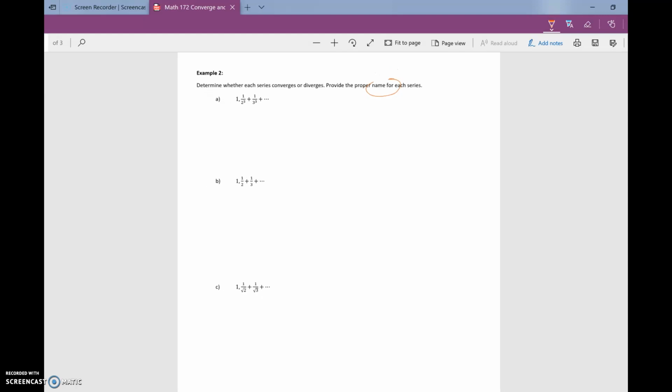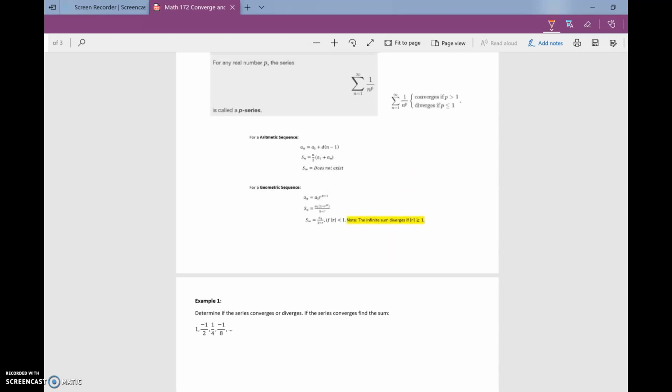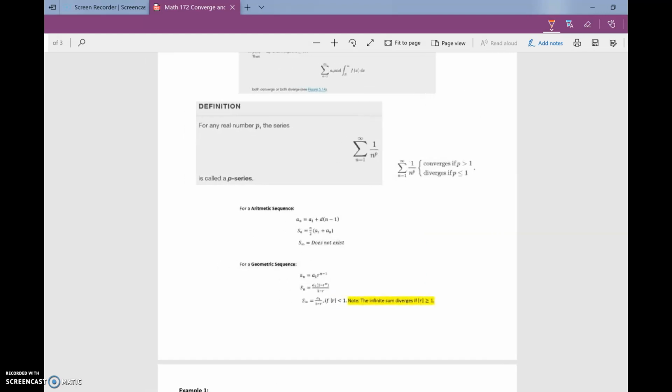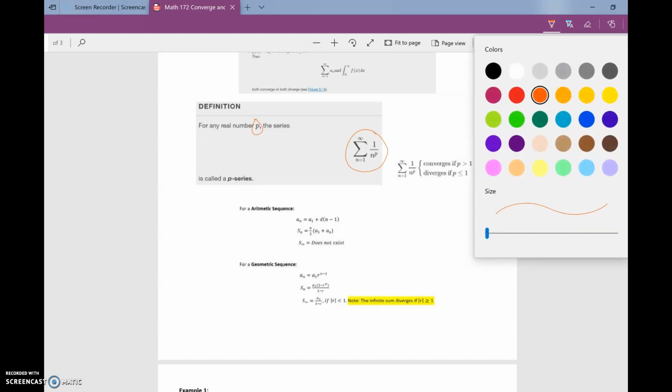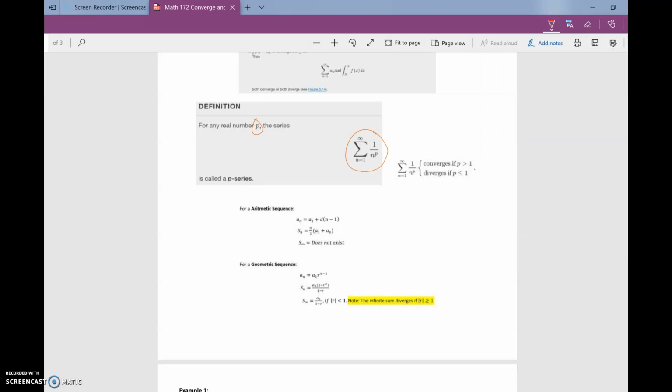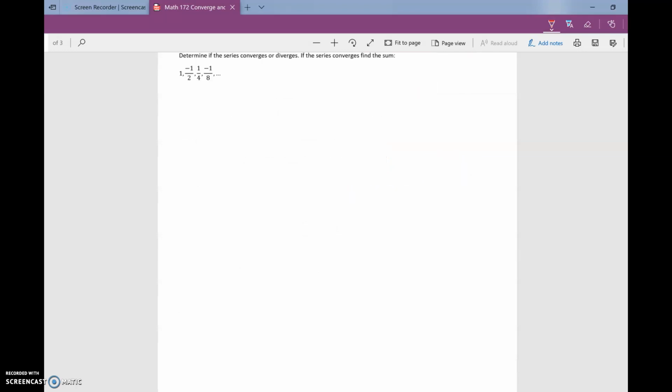Let me go back to review the p-series. You have a p-series if you can express the series in this sort of form. The good news is if you can express it in that form, you basically just have the following: if p is greater than 1, it's going to converge, and it's going to diverge if p happens to be less than or equal to 1.